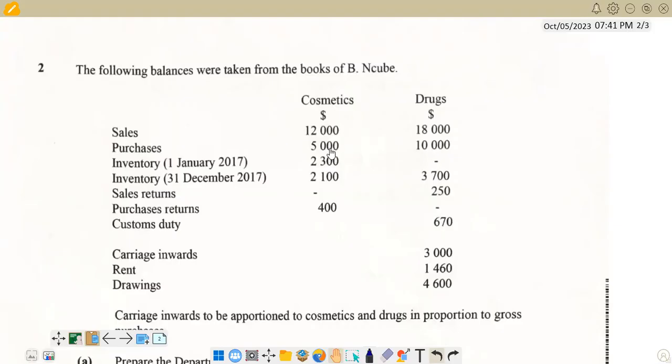Today we want to look at a question for departmental account, still on June 2023. This is question 2 from June 2023. So if you are checking our question, the question reads the following: balances were taken from the books of Bingube, and then we are given the information of balances of cosmetics and drugs. So we've got two departments, that is cosmetics and drugs. So we have to prepare a departmental trading account.